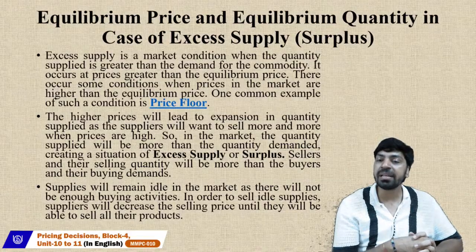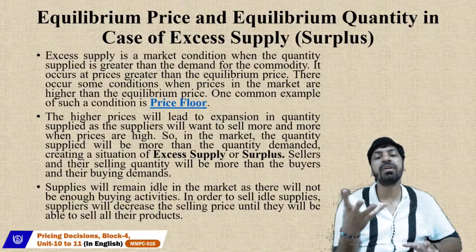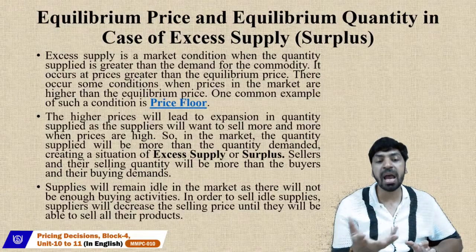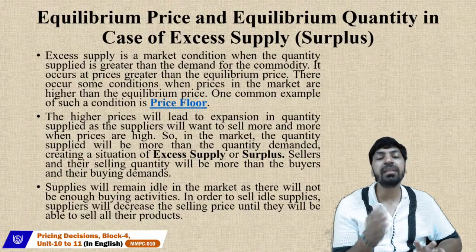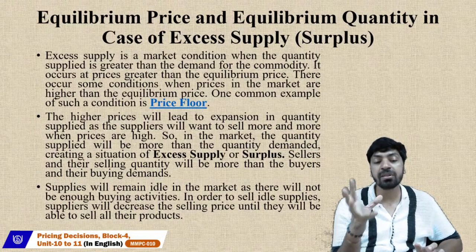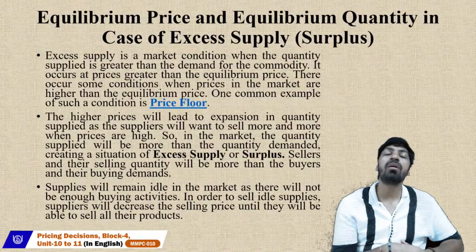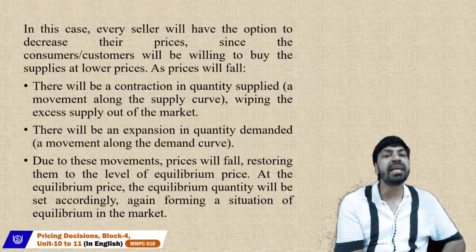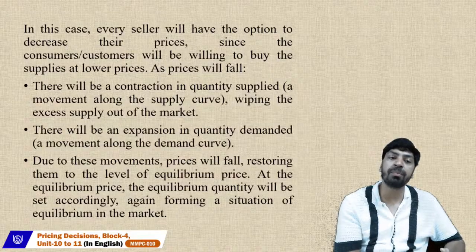Supply will remain idle in the market when consumers have no buying capacity. So in order to sell the idle supplies, the suppliers will decrease the selling price, and then the idle stock would be able to be sold. In this case, every seller has an option to decrease their prices so that consumers are willing to buy the supplies at lower prices.